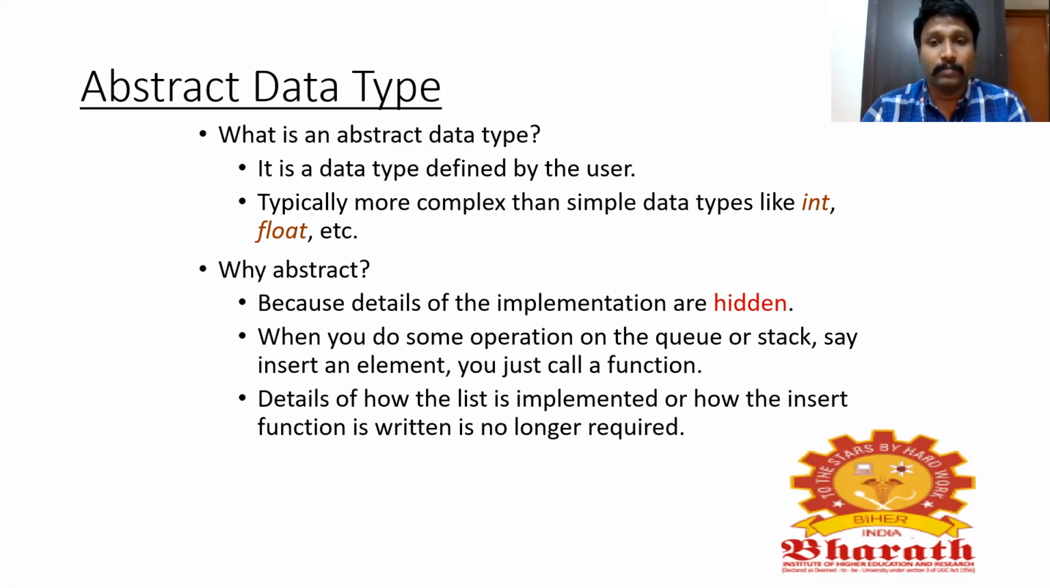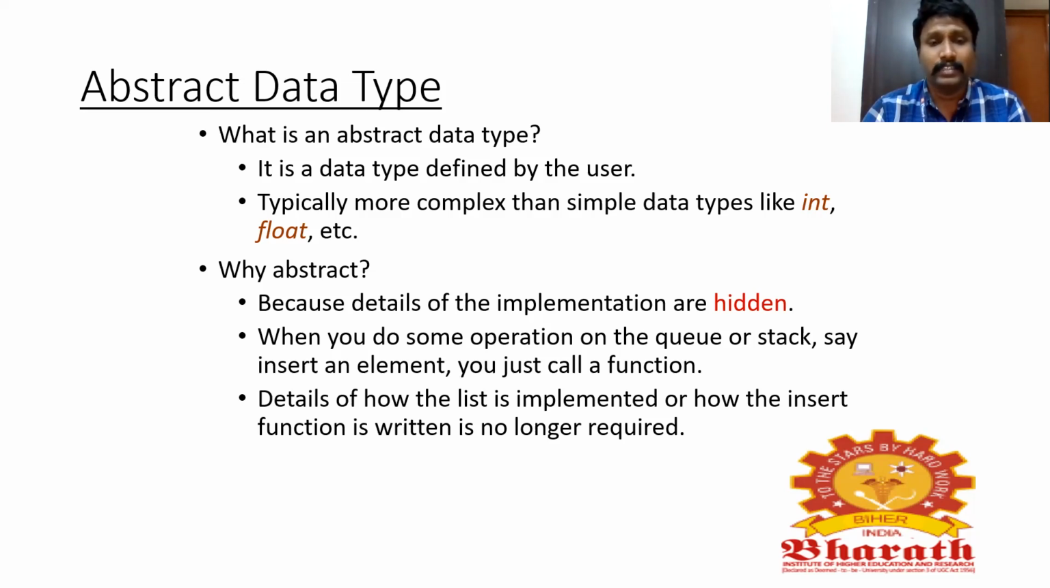Because details of the implementation are hidden, when you do some operation on a queue or stack, say inserting an element or deleting an element, you'll just be calling the function. But you don't know how the process is done, or how the insertion function works. Other things are not shown, they are hidden. So this is about the abstract data type.